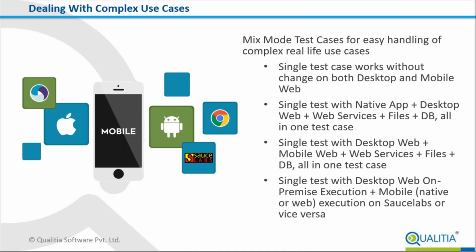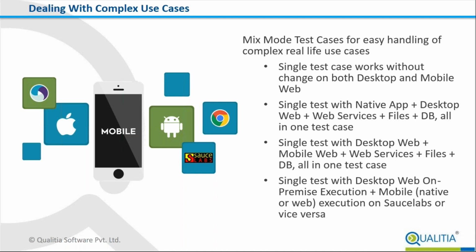Every tester or every automation engineer is always faced with complex use cases in real life, and it is very important that any automation tool provides a simple way of automating or taking care of such complex use cases. Qualisha does that today with 4.1.